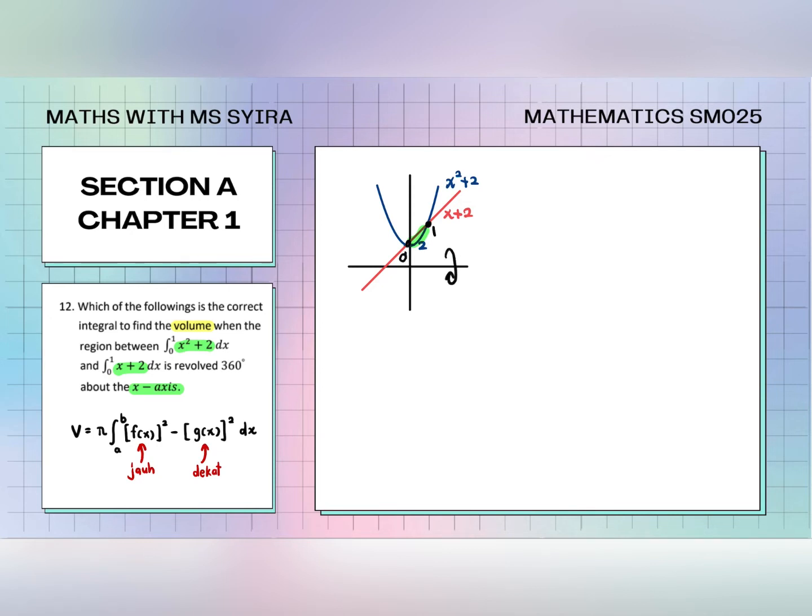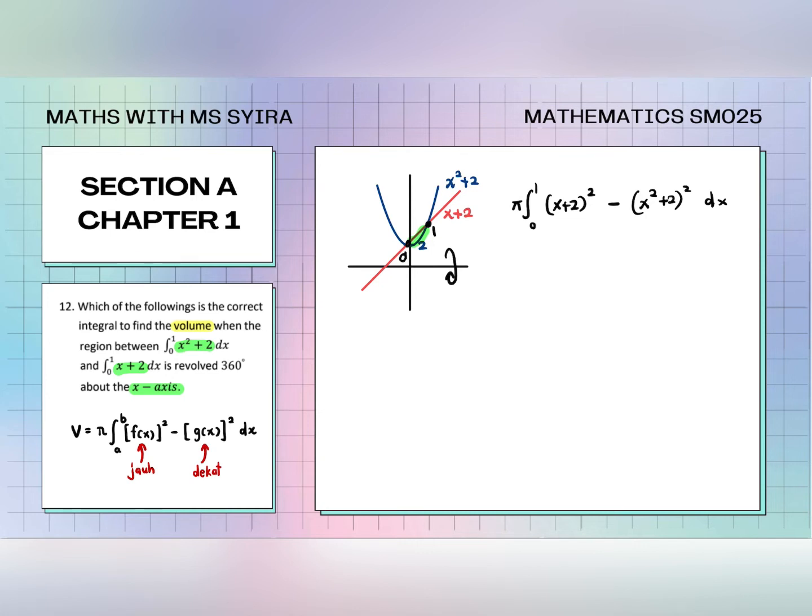Okay, so which is the furthest? Which function is the furthest? The function on top. The function on top now is the red one, which is x plus 2. So it should be x plus 2 squared. You are going to minus the function below it, which is the quadratic. So it is x squared plus 2 squared. Okay, so this should be the function we will use. So don't forget there must be pi at the front.